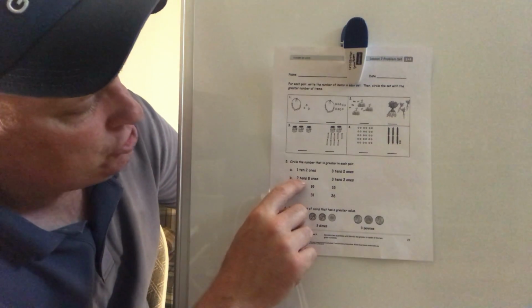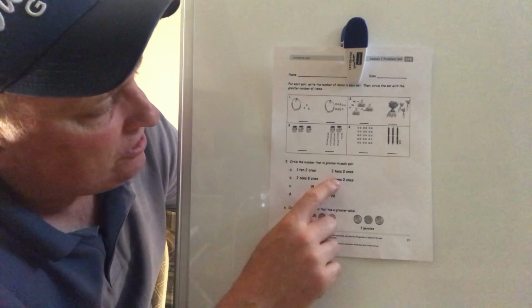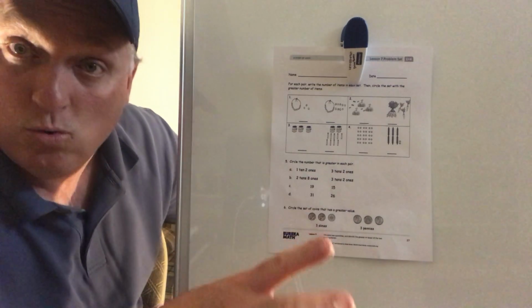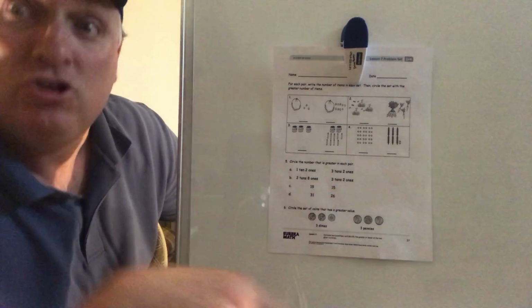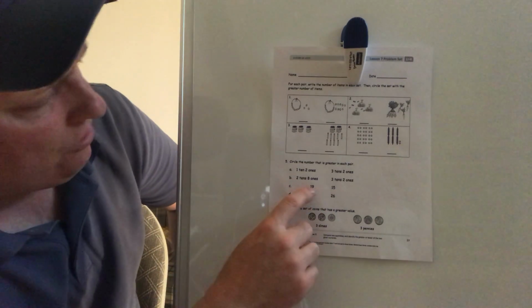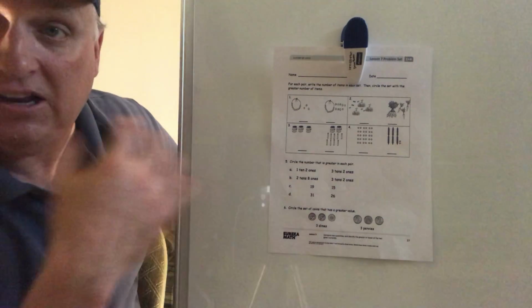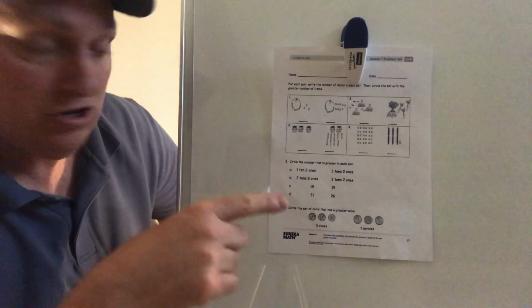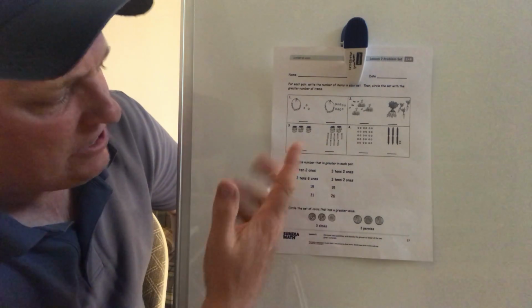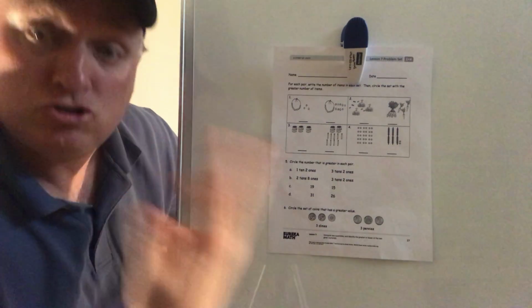Same thing for this one. 2 bundles of 10 and 8 ones. 3 bundles of 10 and 2 ones. Which number is bigger? Circle it, okay? Now, 19 or 15. Which number is bigger? Circle it. 31 and 26. Which number is bigger? Circle it.